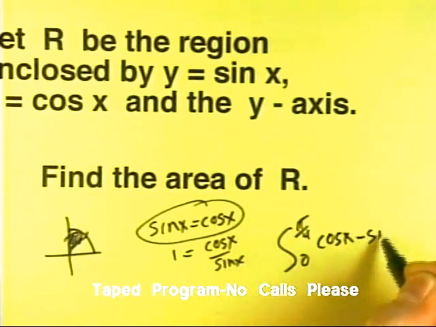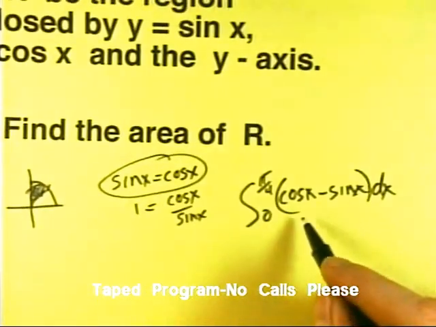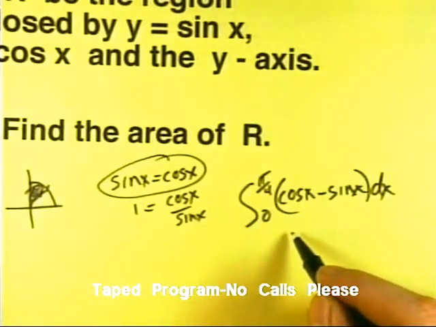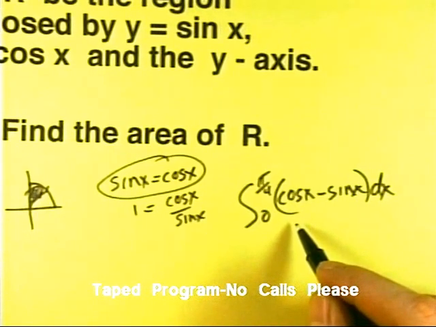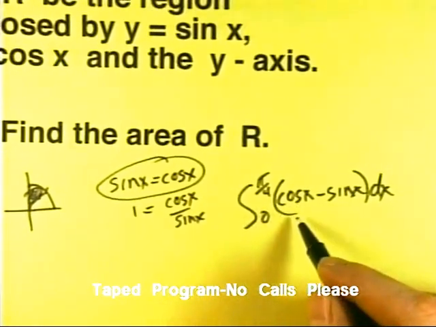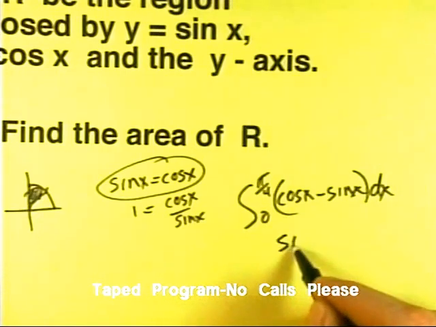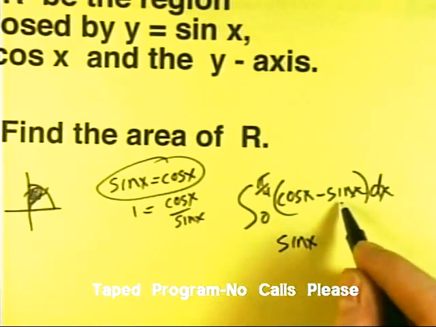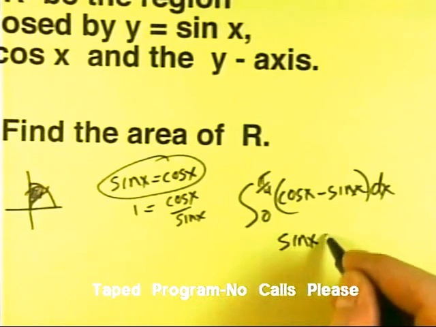And what's the integral of cosine? Positive or negative? It's sine. Positive sine. Okay, let's go with positive sine. What's the integral of negative sine? Negative sine is cosine. Yeah, it'd be positive cosine.